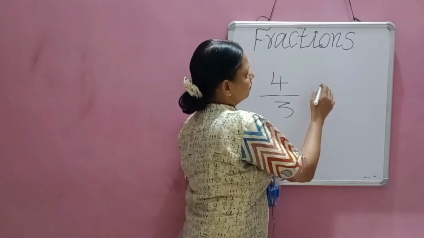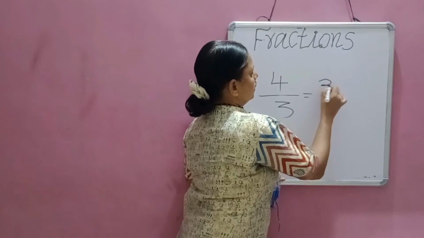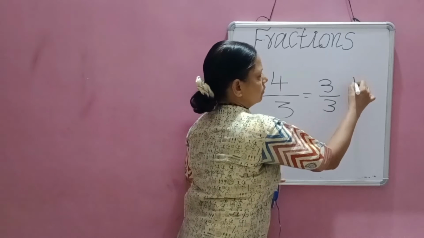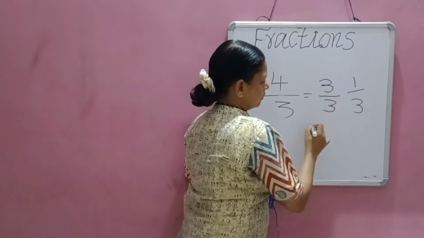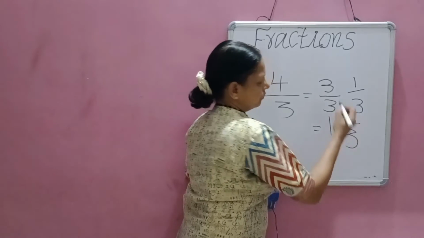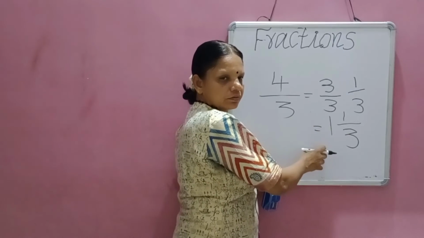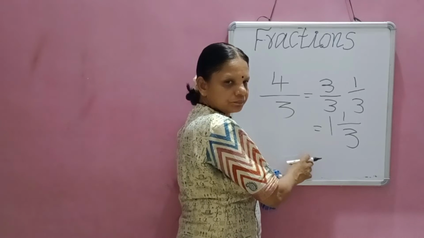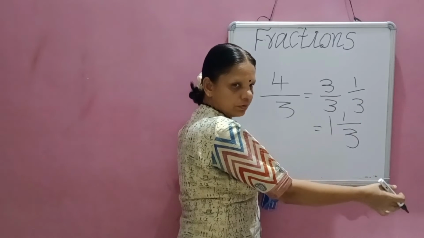So the value will be equal to 3 upon 3 and 1 upon 3 plus 3 upon 3 is 1 upon 3. One chocolate is divided into 3 equal parts, and one more chocolate is there, that is also divided into 3 equal parts.